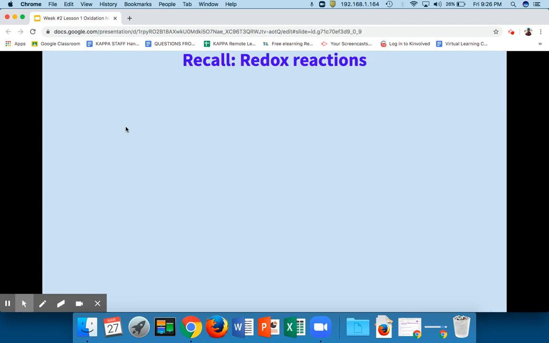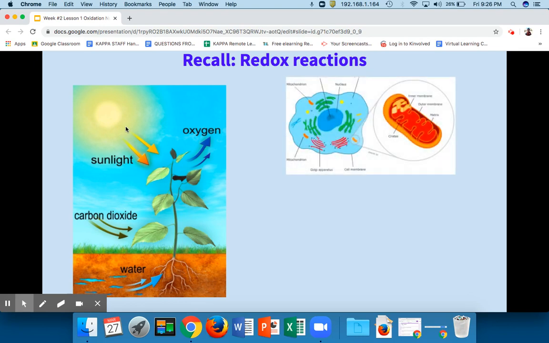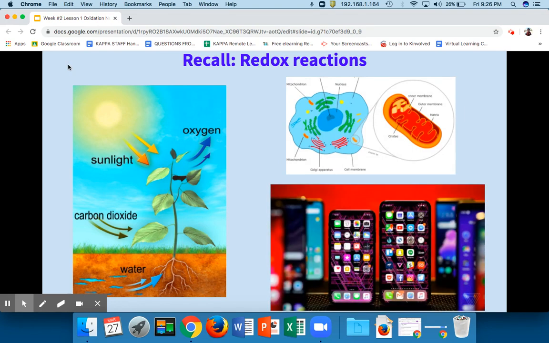Last week we learned about redox reactions, which is a shorter way to say reduction and oxidation reactions. Think back, what are some things or processes that use oxidation reduction reactions? So, plants use oxidation reduction during photosynthesis. We use oxidation and reduction when we perform cellular respiration. And your cellular devices use redox reactions when your battery is powering your phone.